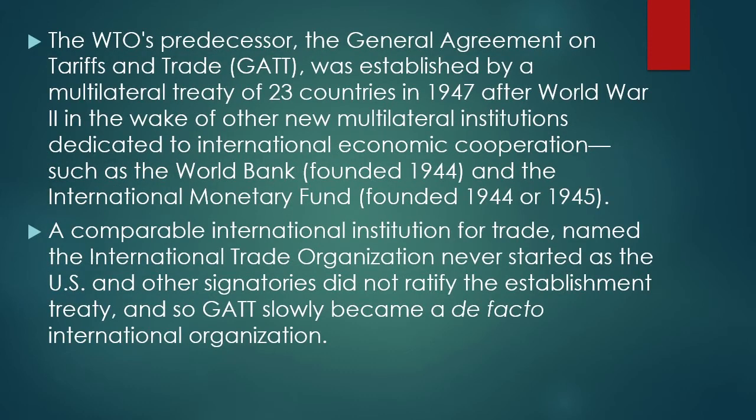The WTO's predecessor, the General Agreement on Tariffs and Trade, GATT, was established by a multilateral treaty of 23 countries in 1947 after World War II, in the wake of other new multilateral institutions dedicated to international economic cooperation, such as the World Bank, founded in 1944, and the International Monetary Fund, founded in 1944 and 1945. We will have a separate lecture on those two organizations in future talks. A comparable international institution for trade, named the International Trade Organization, never started as the U.S. and other signatories didn't ratify the establishment treaty, and so GATT slowly became a de facto international organization.